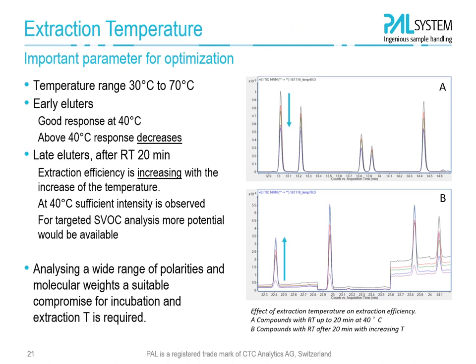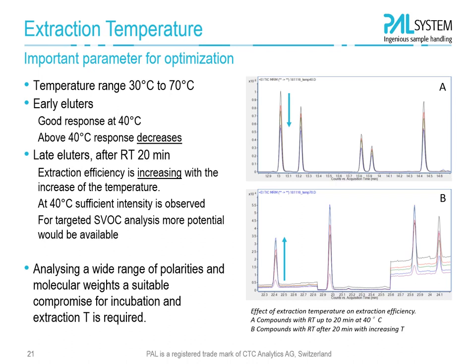At first, we check the extraction temperature. We look at the chromatogram from two different angles. How do the early eluters behave? Usually these are the VOCs. And then we look at the end of the chromatogram and see the effect on the late eluting compounds. Usually these are the SVOC compounds. Here we checked a temperature range of 30 to 70 degrees. And if we look at the early eluters, a good response already was achieved at 40 degrees C.